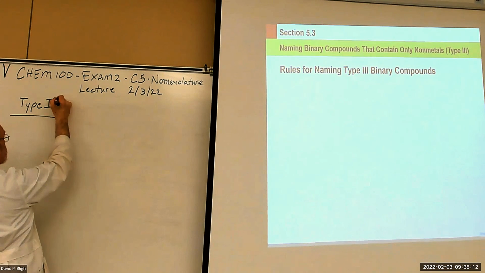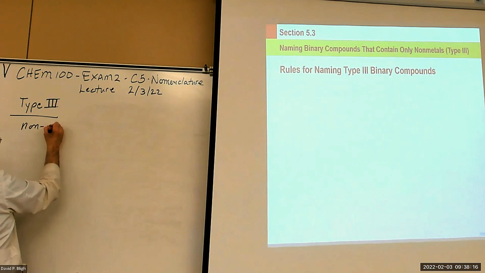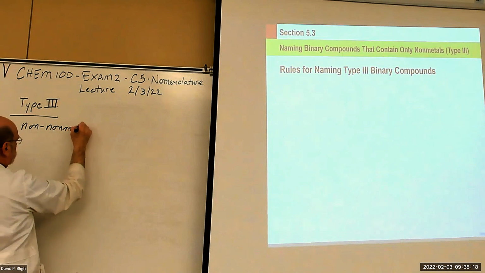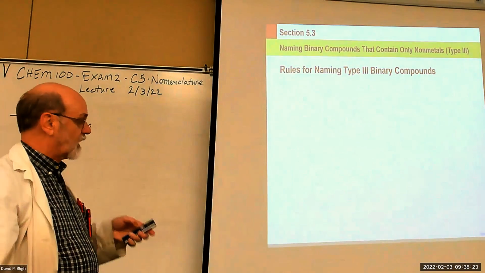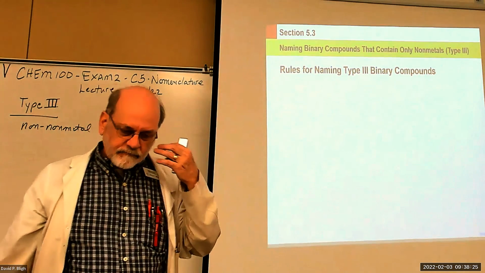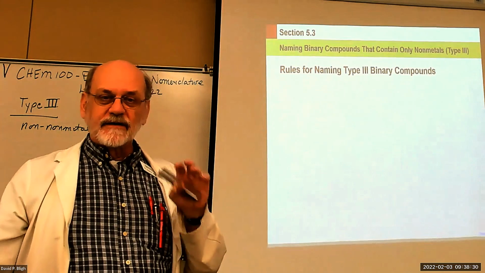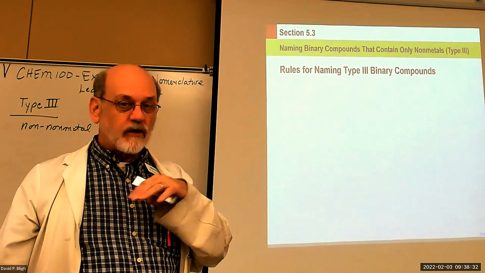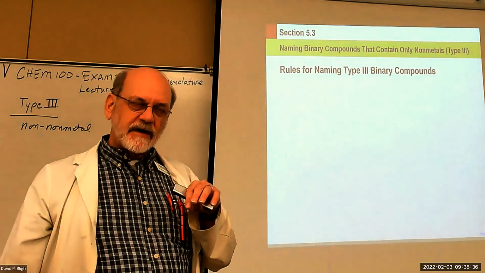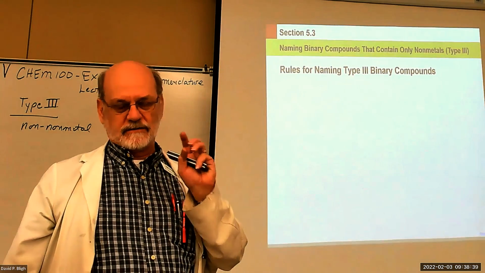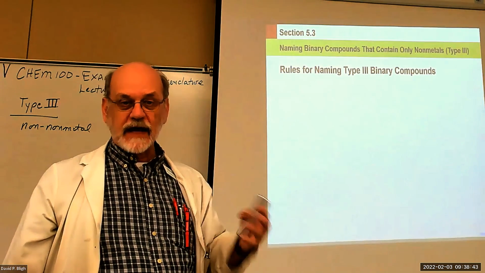Type 3. Non-metal, non-metals. Now, since we don't have a metal and non-metal, we don't have ions. But we're going to use the binary ionic naming convention and work that into type 3 compounds.